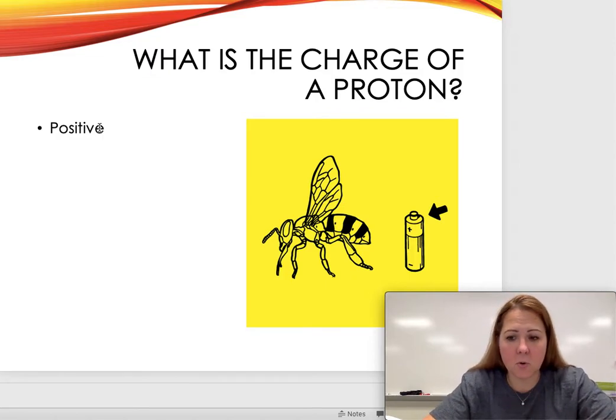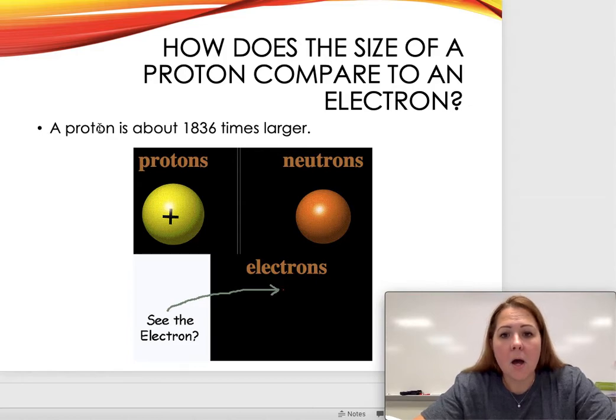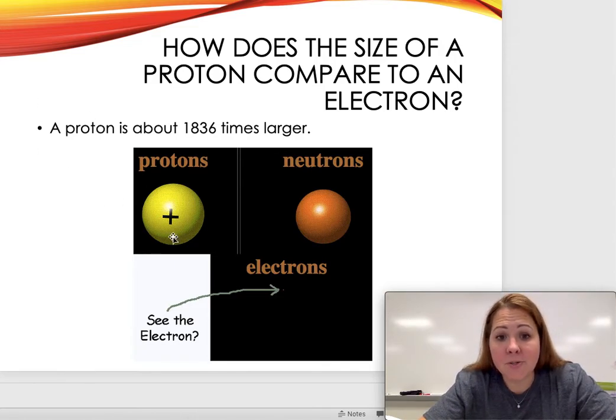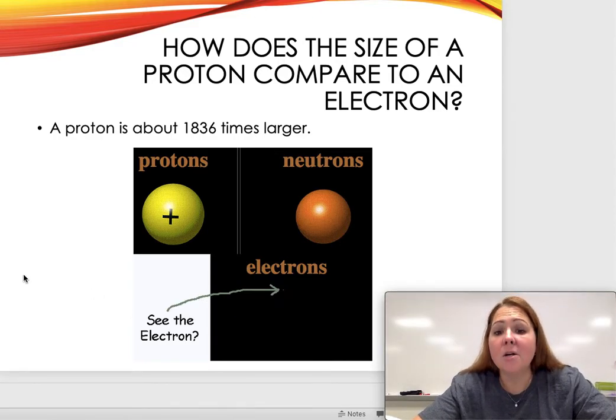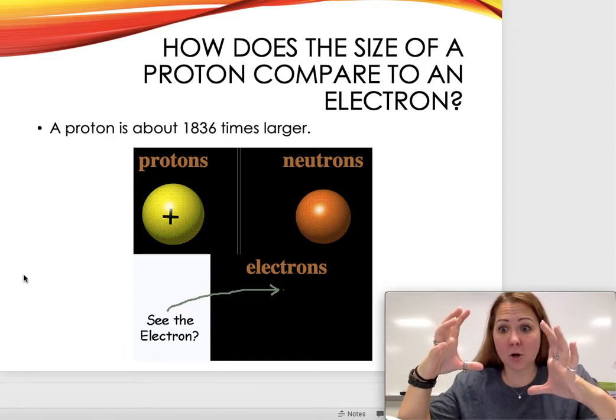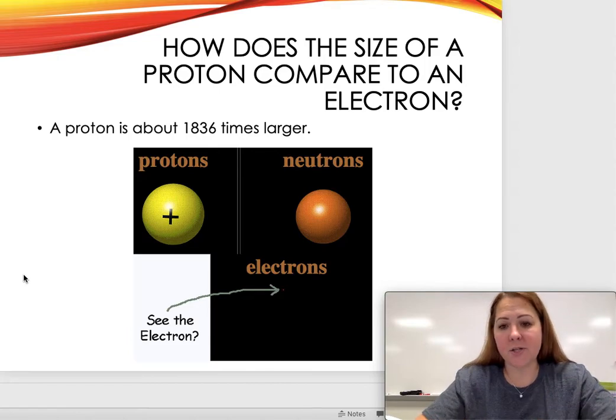That's going to be very important next week. When we look at the size difference between the two, the proton is 1,836 times larger than an electron. So if you look at these pictures, the protons are huge in comparison to that little bitty speck right there, which would be the size of an electron. So electrons are super, super, super teeny tiny. The protons are much larger, and you're going to find out here in a second when we talk about Chadwick that neutrons are the same size as a proton.